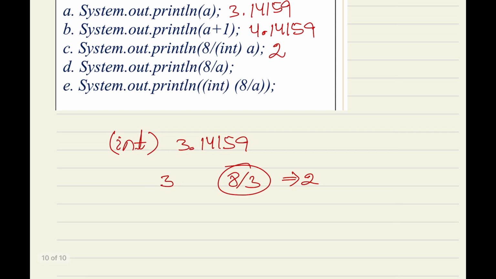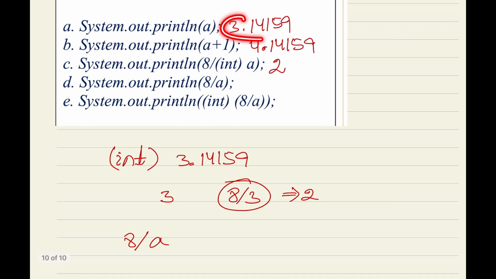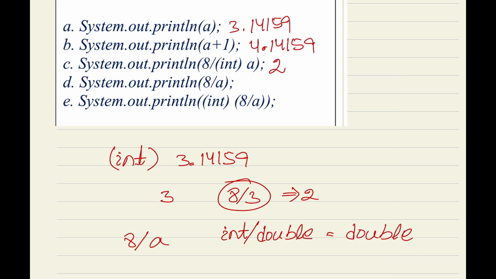Now 8 division a. Here you can see what is the value of a. It is 3.14159. 8 is a number, and we have discussed that if I write a whole number, then by default that is an integer in Java. So integer division double, the result is double. Double means a real value that contains the fractional part.